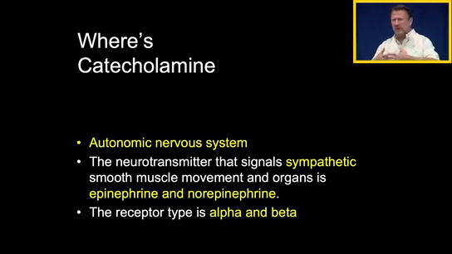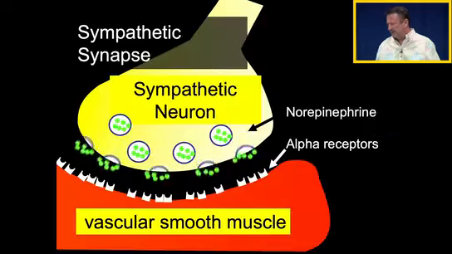And so some receptors are much more sensitive to epinephrine than norepinephrine. Other receptors are more sensitive to norepinephrine than epinephrine. If you read carefully, you'll come across that. But I'll tell you right now, as an effect on the autonomic nervous system, their effects are going to be the same. The receptor types are alpha and beta.